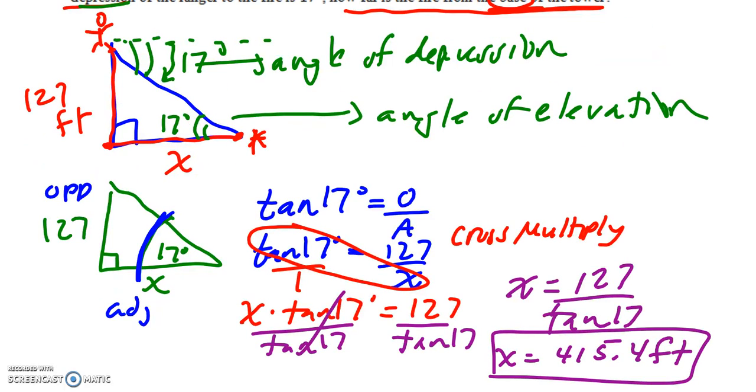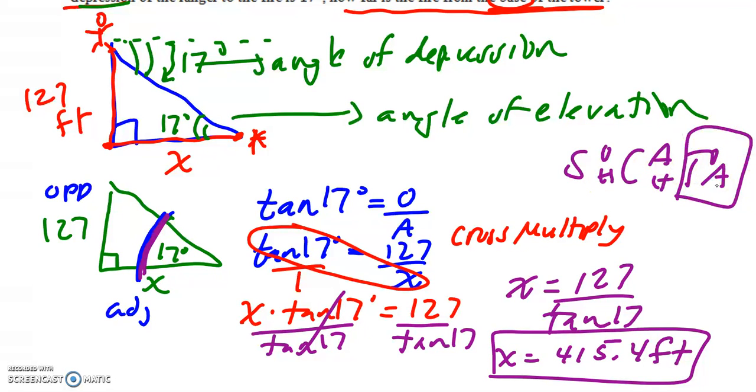So the final answer I got here was 415.4 feet. The reason why is if I looked at this angle as a basis, the 17 degrees, I noticed I had opposite and adjacent, which made me think of tangent when I compared to the memory trick of SOHCAHTOA. So I used tangent. I then said the tangent of 17 equals opposite over adjacent. So the tangent of 17 was 127 over x. I cross multiplied. When I did that, I eventually had to divide by the tangent of 17. And when I did so, I got 415.4 feet.